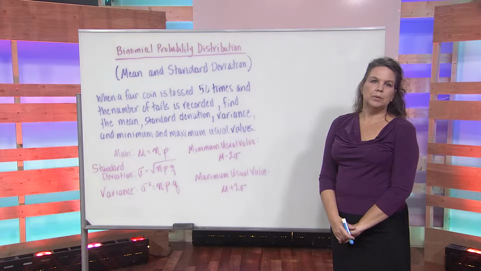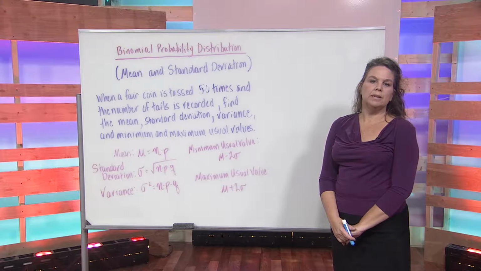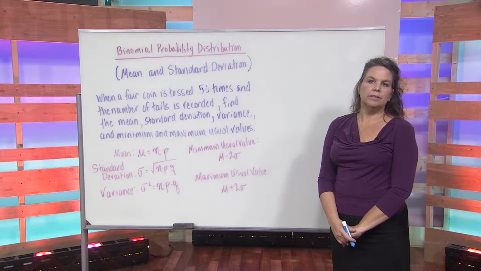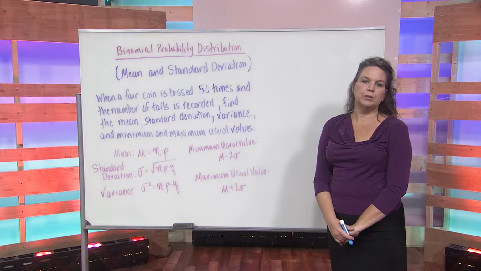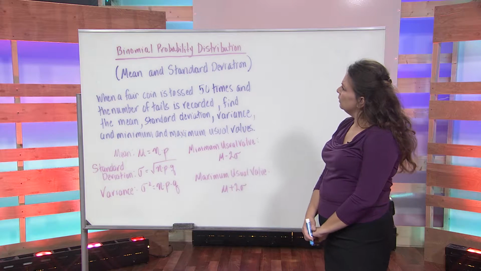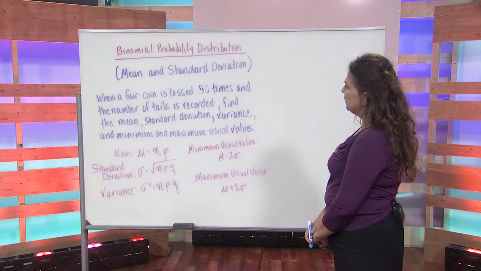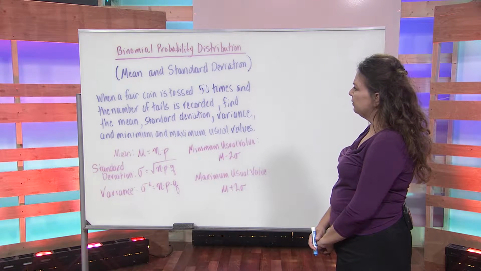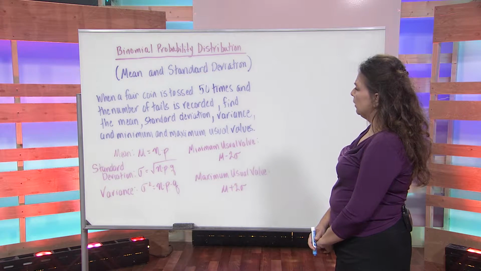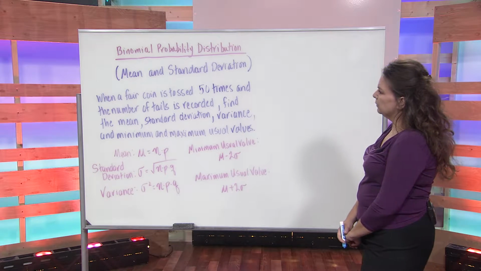We're going to look at an example using the binomial probability distribution, and we're going to calculate the mean, standard deviation, variance, as well as minimum and maximum usual values for the situation. So here's our example. When a fair coin is tossed 50 times and the number of tails recorded, we want to find the mean, standard deviation, variance, and minimum and maximum usual values for the number of tails.